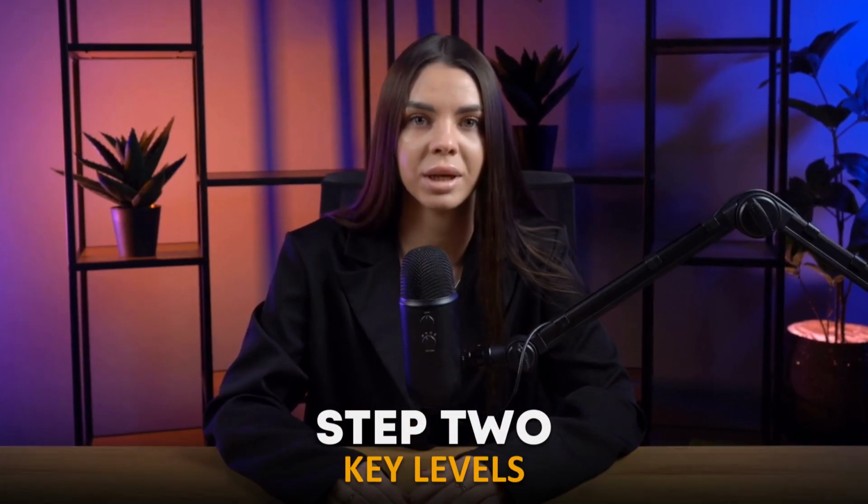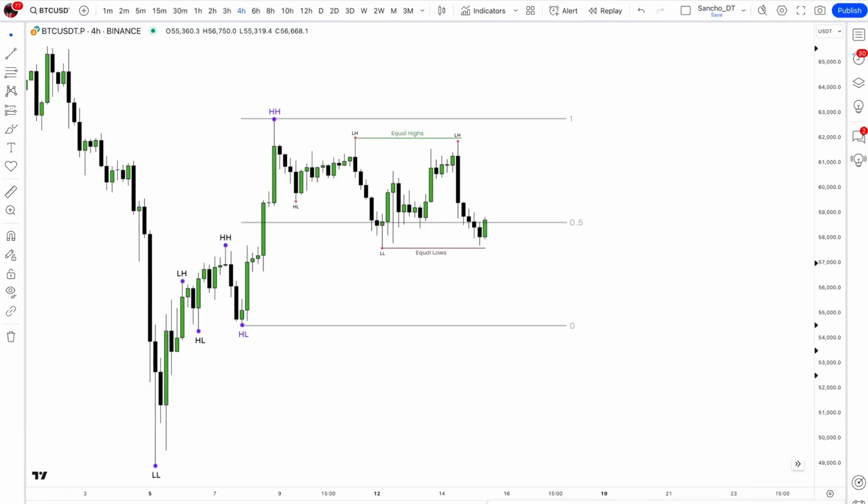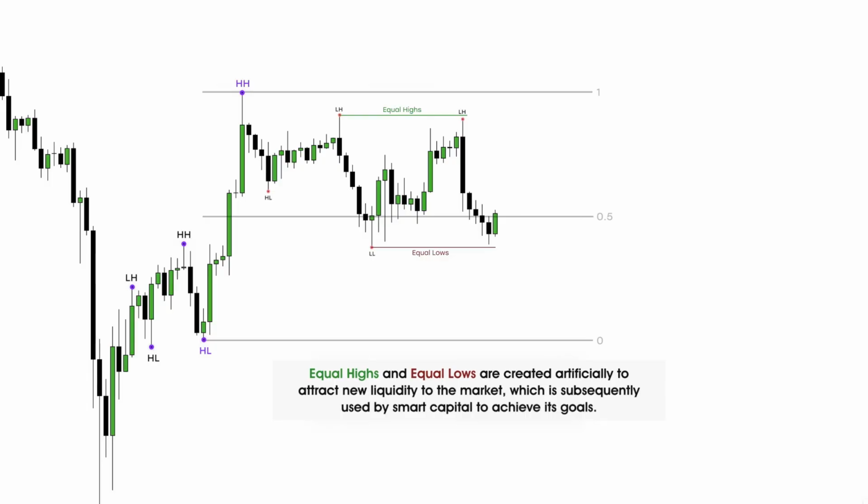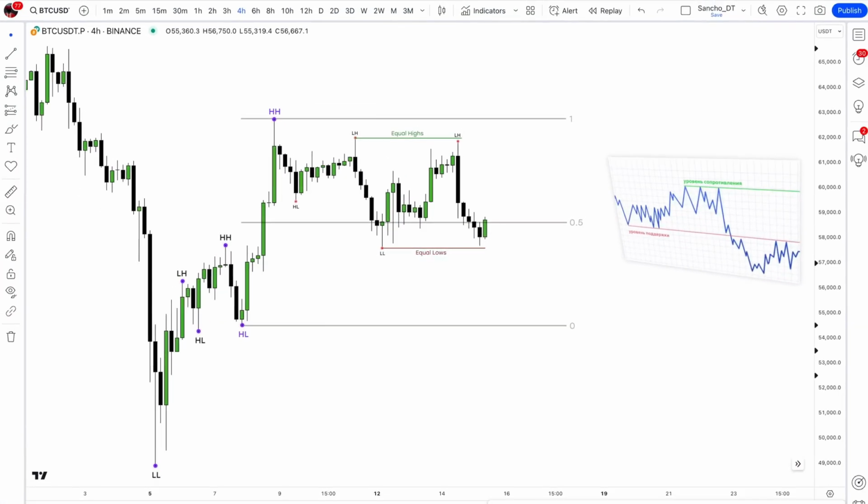Next, highlight key price levels. In our example, these are the equal highs and lows. Such levels are created specifically to attract the capital of less informed traders, which is then used by smart money to achieve their goals. It's important to understand that for smart money, these levels are not just support and resistance, but zones of high liquidity concentration that will inevitably be breached.